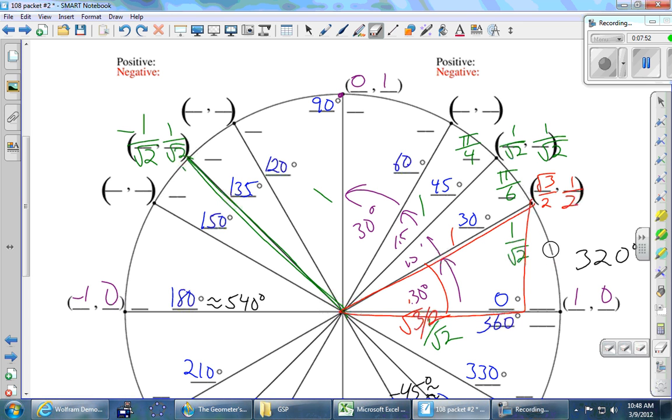Okay, so I'm going to erase that. I'm going to ask you guys to find the point in the second quadrant that's just like this 30-degree point, and see if you can label the coordinates of that one in the second quadrant.